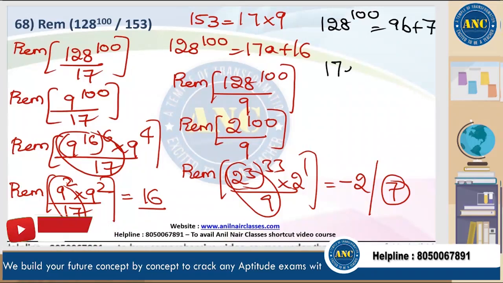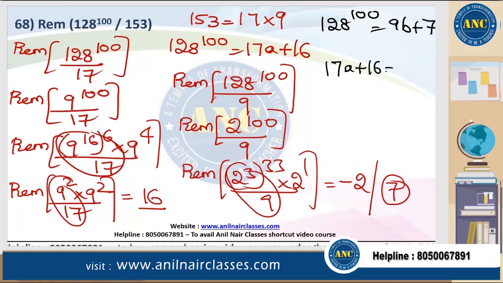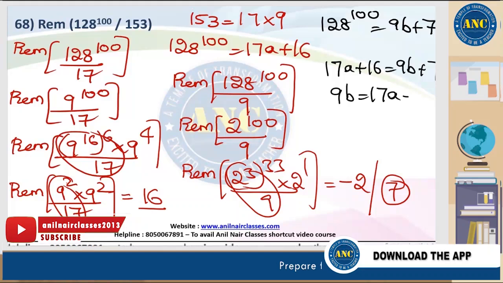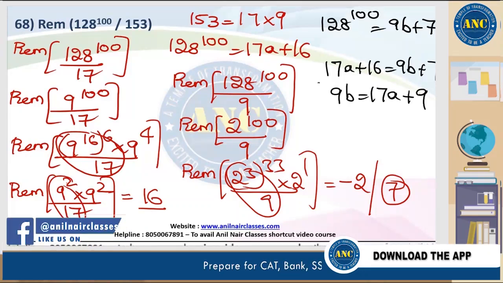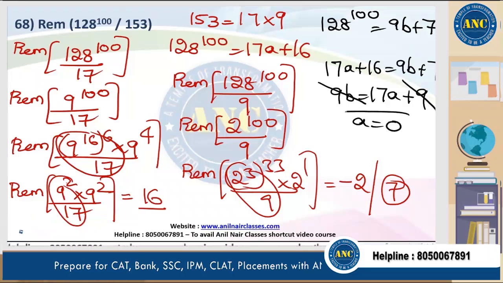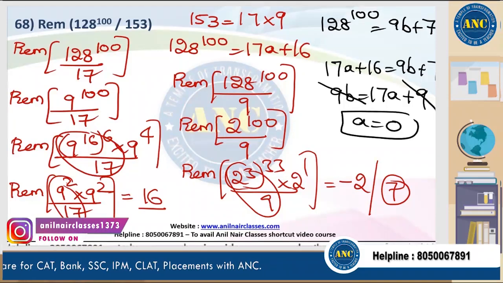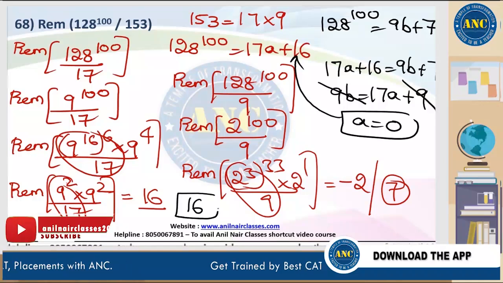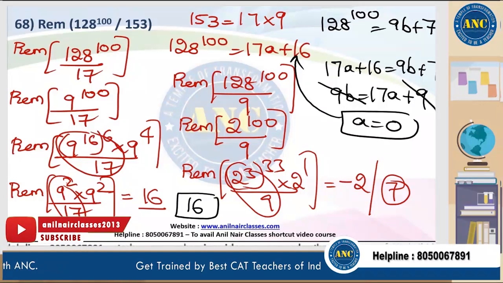9b plus 7. 17a plus 16 equivalent to 9b plus 7. 9b equivalent to 17a plus 9. These divisible by 9, these divisible by 9. A value is 0. If a is 0, 17 into 0 plus 16. Answer is 16. Idea clear?